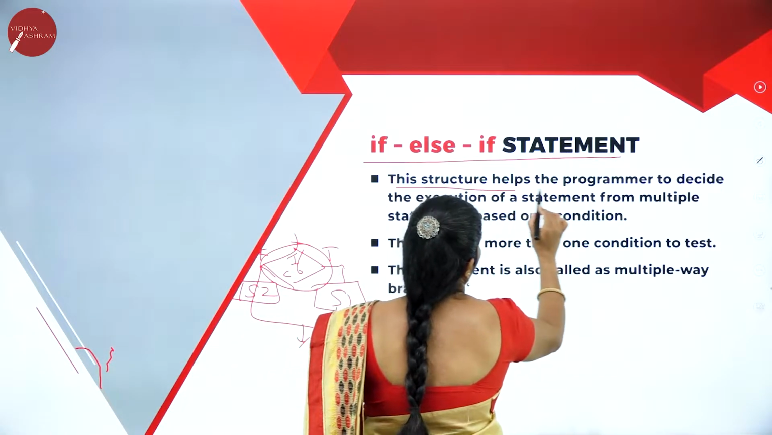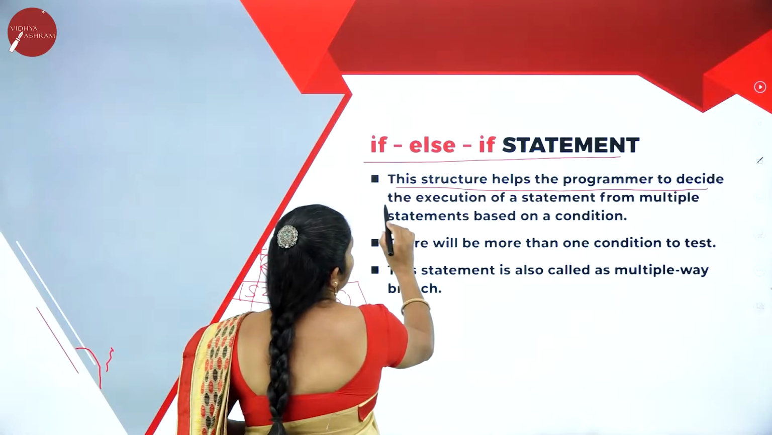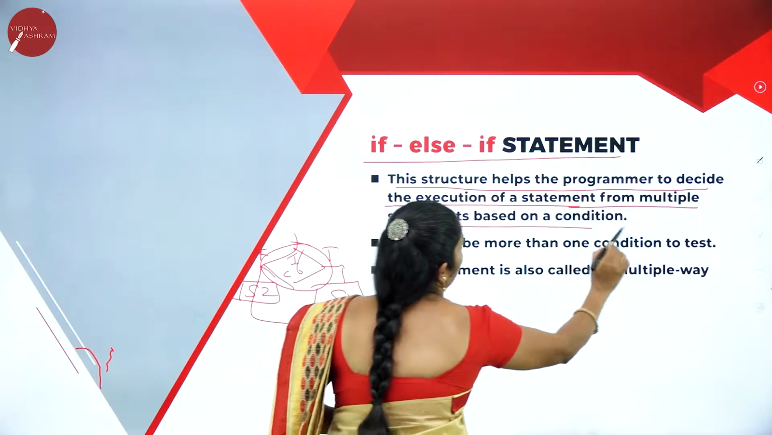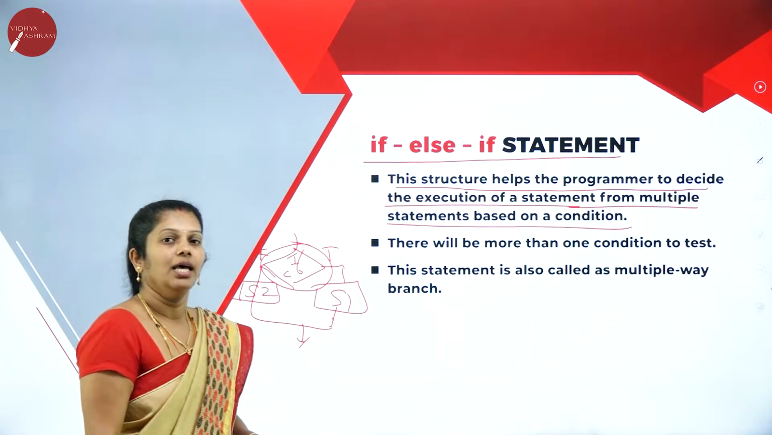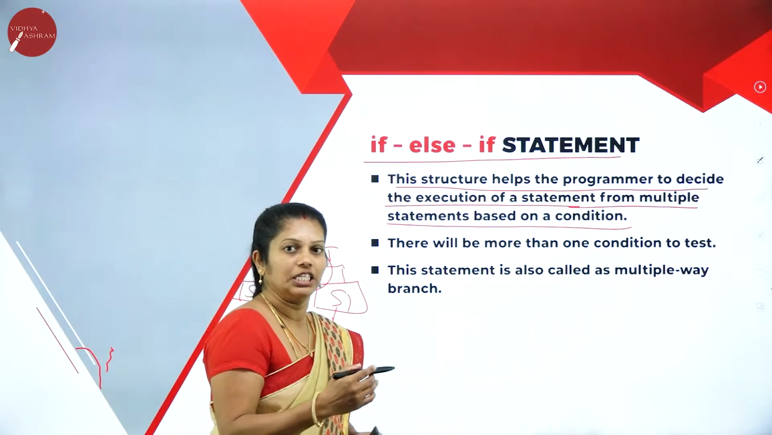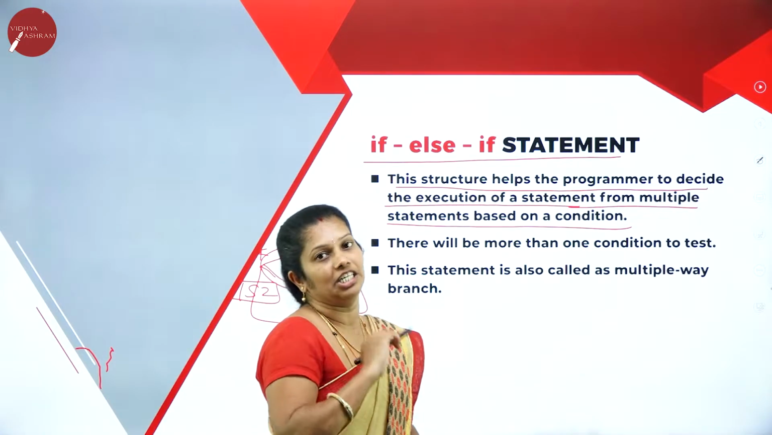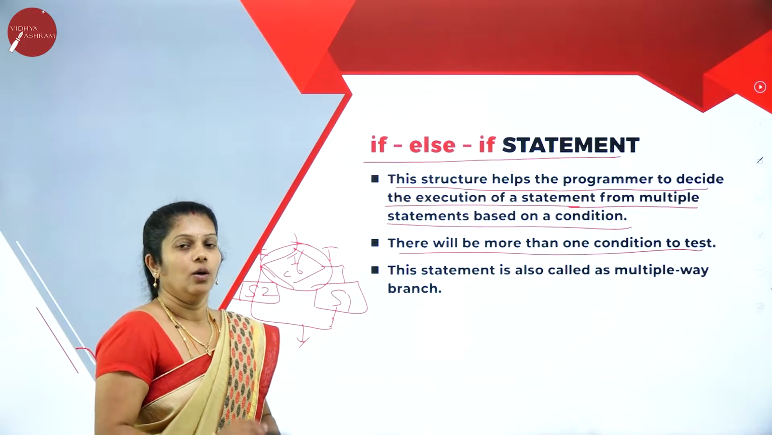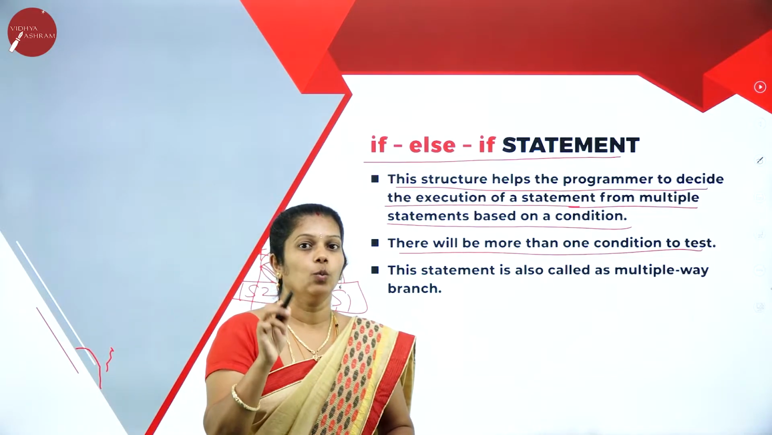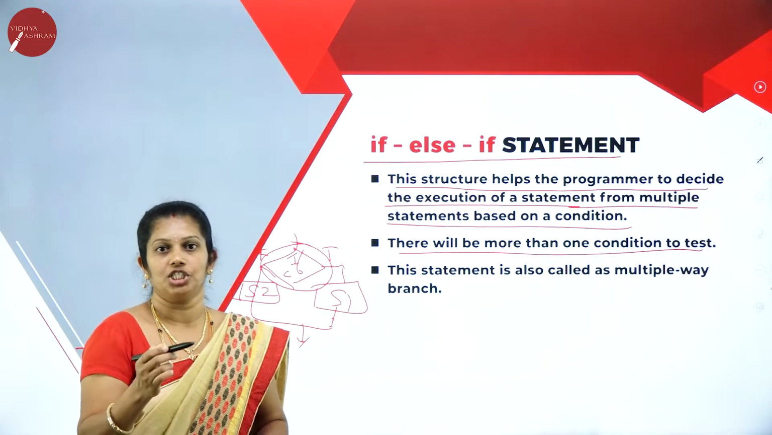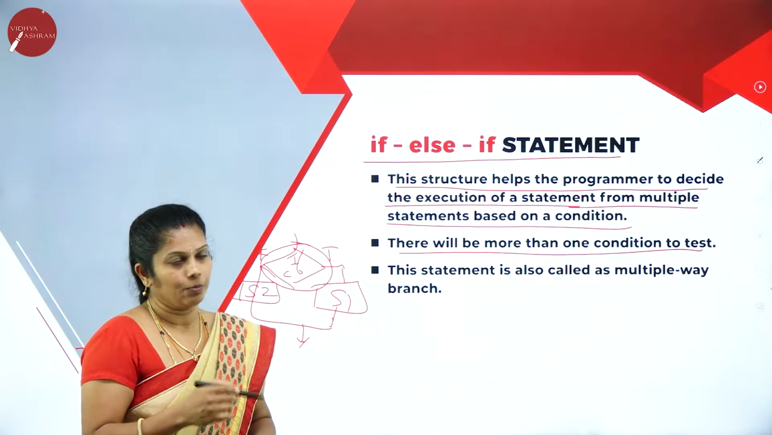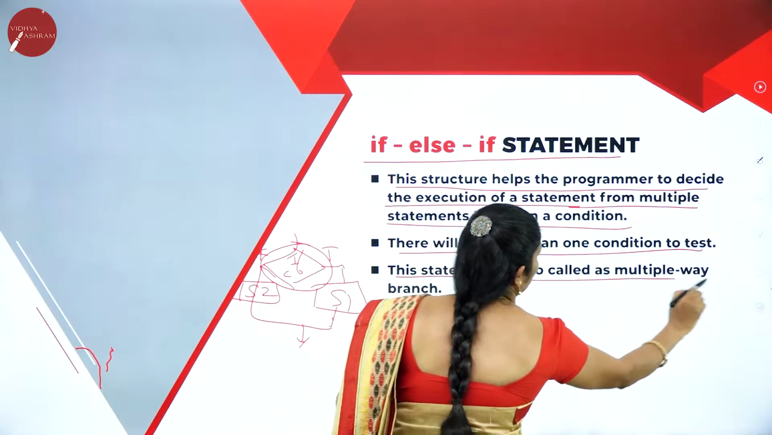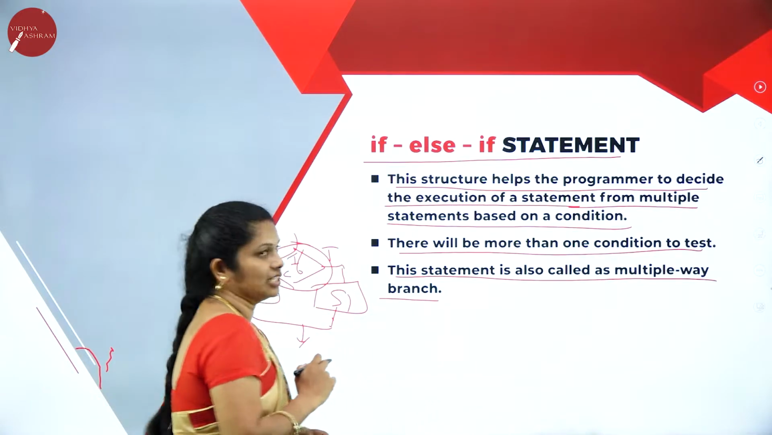This structure helps the programmer to decide the execution of a statement from the multiple statements based on the condition. It is the ability of the programming language to execute the statement depending upon the condition. There will be more than one condition to be tested here. Whereas in if as well as in if else, only one condition is there. Depending upon that condition, we are displaying the alternative value. Whereas here multiple conditions are there. This statement is also known as multiple way branching.